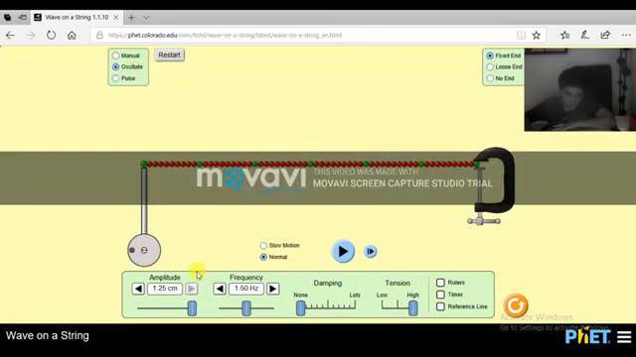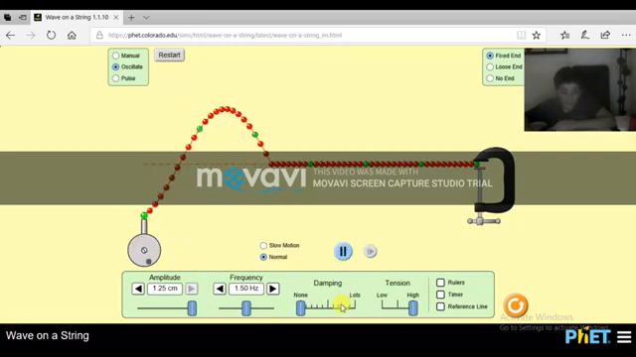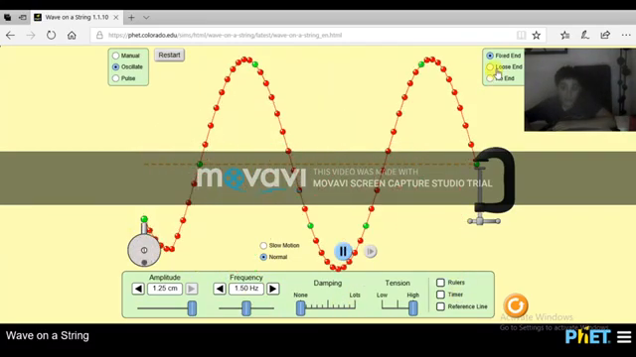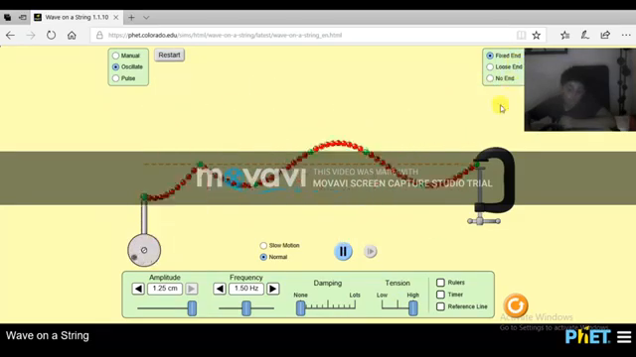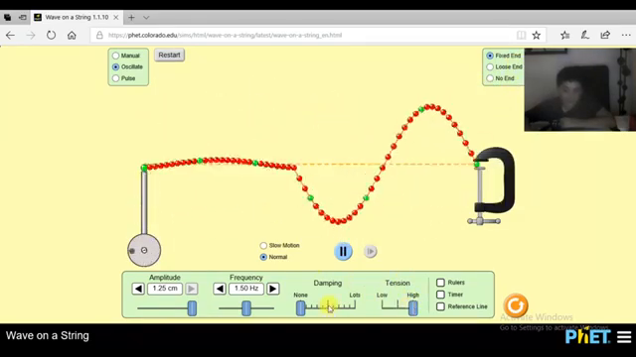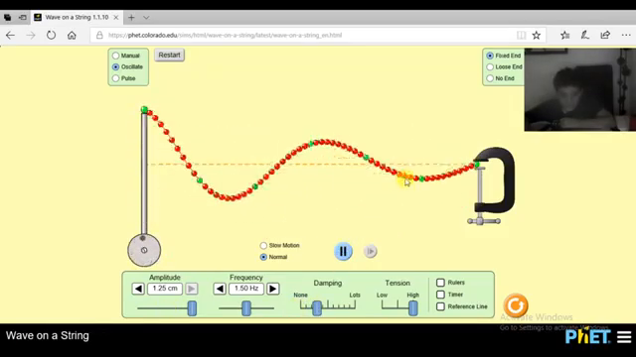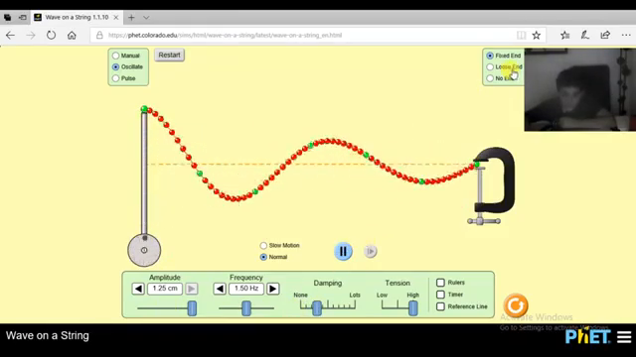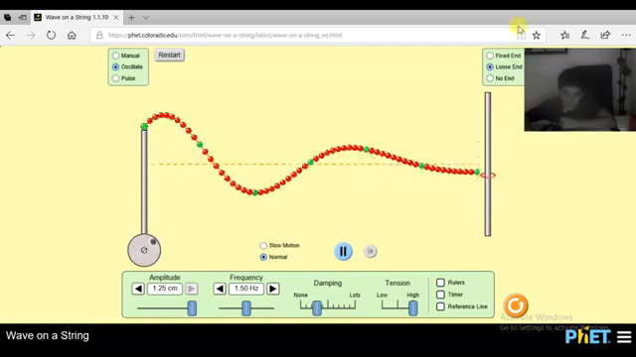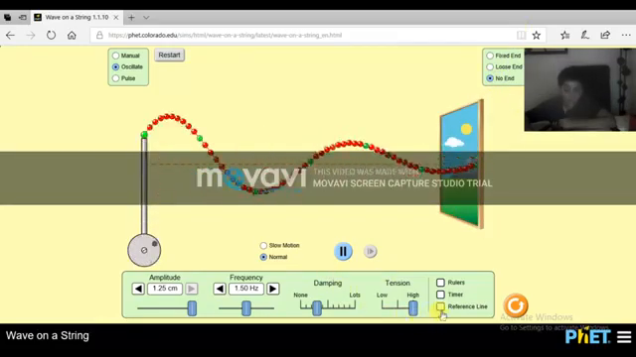Getting back to the original transverse wave, using oscillate. As I said, fixed end reflects energy back because of the damping. Now you can reflect much more. Loose end reflects less. No end, no energy is reflected.